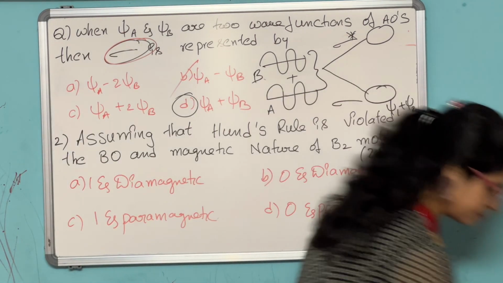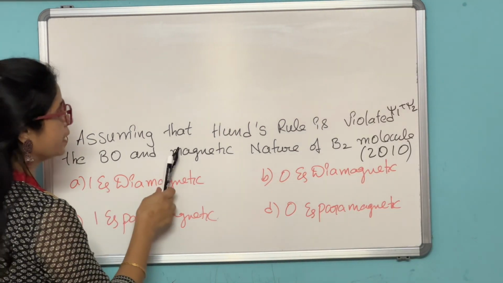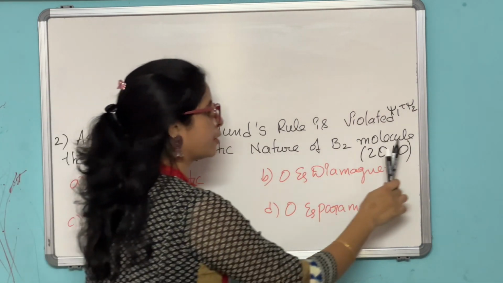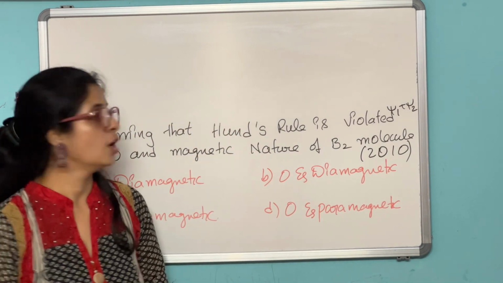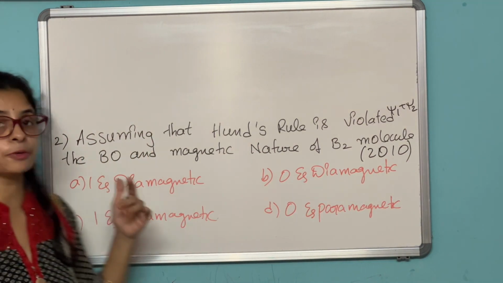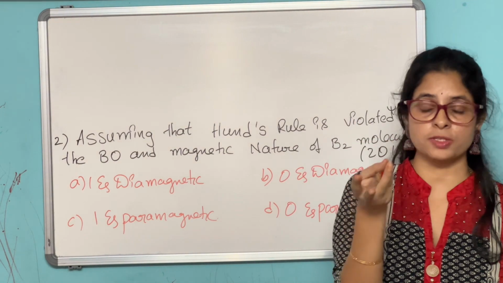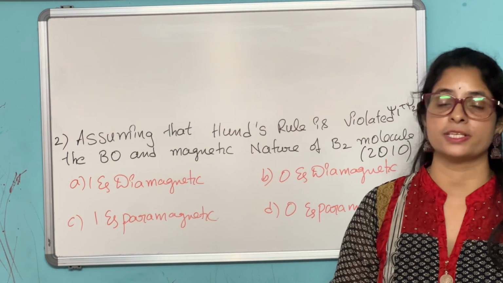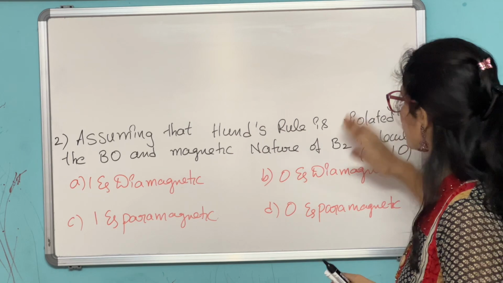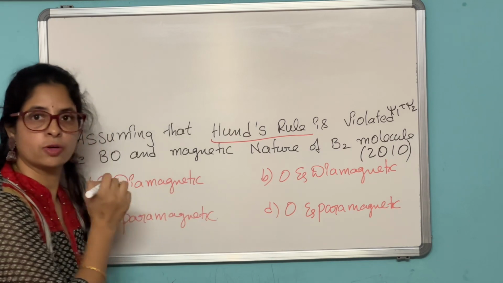Now the second question is: assuming that Hund's rule is violated, what are the bond order and magnetic nature of the B2 molecule? This is a 2010 question. While discussing the postulates, I told you that to fill the electrons we follow Aufbau's principle, Hund's rule of maximum multiplicity and Pauli's exclusion principle. So now the question is, assuming that Hund's rule is violated. He is asking us to violate Hund's rule.